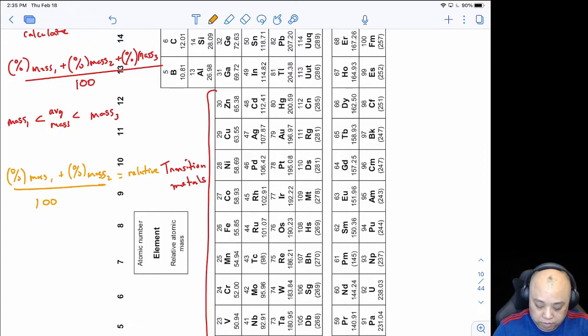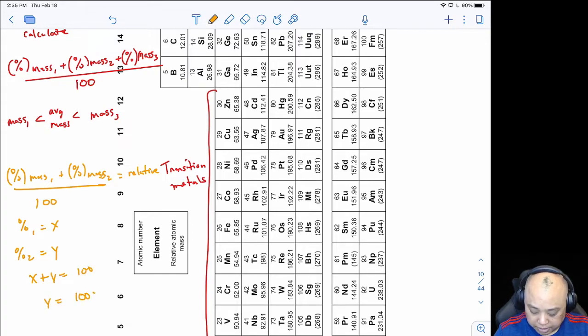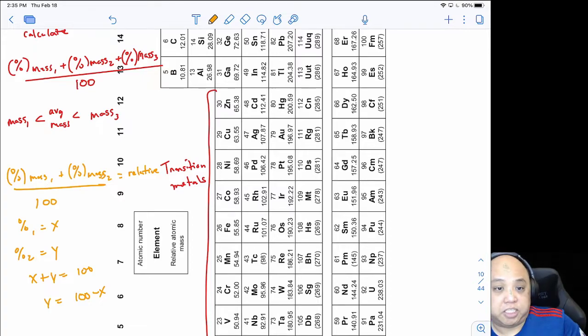Well, here you'd have the percent 1 is equal to x and the percent 2 is equal to y, but x plus y must equal 100. So therefore, you can set y equal to 100 minus x so that you can use a system of equations to figure out the percentages here.